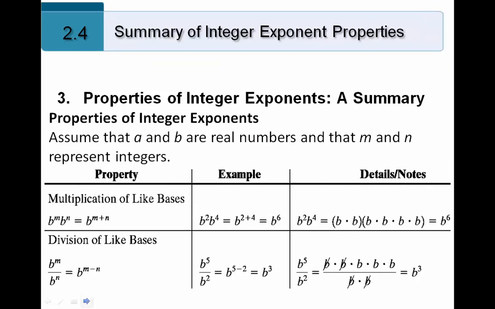All right, the next slides just sum up all the exponent properties that we've learned so far. So the first one, remember that when we're multiplying with like bases, and I'm just going to look at the examples. If I have b squared times b to the fourth, we know that we add our exponents. B to the 2 plus 4 is b to the sixth. When you're dividing, b to the fifth divided by b squared, we subtract our exponents. B to the 5 minus 2 is b to the third.